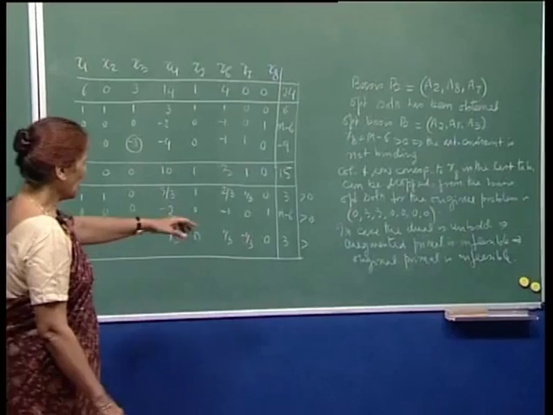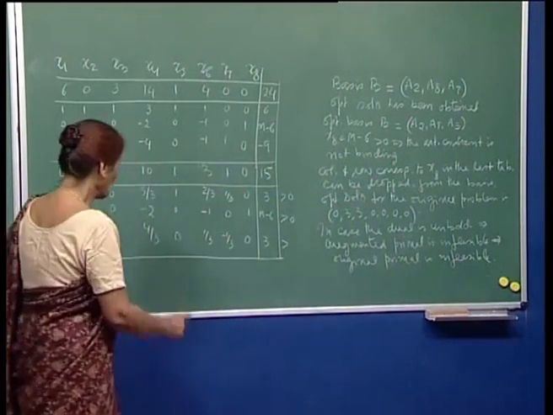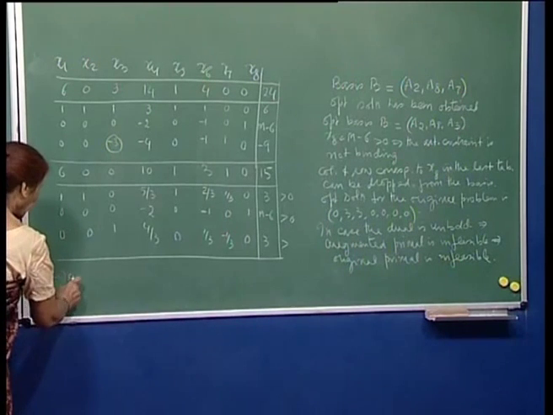Now, there are 2 cases. I have discussed the case when x8 is positive. Now, suppose in the optimal solution 2 other cases are possible.